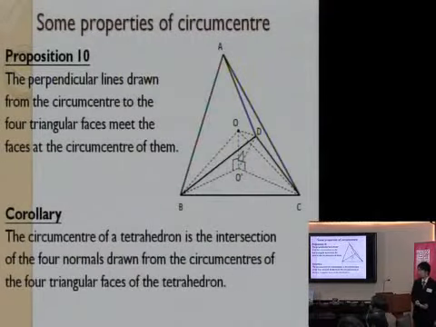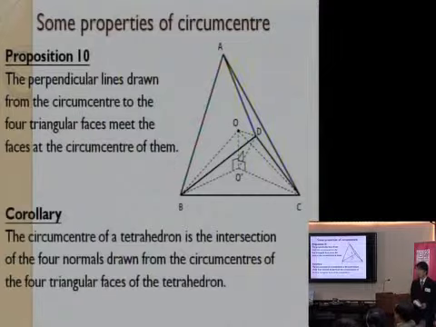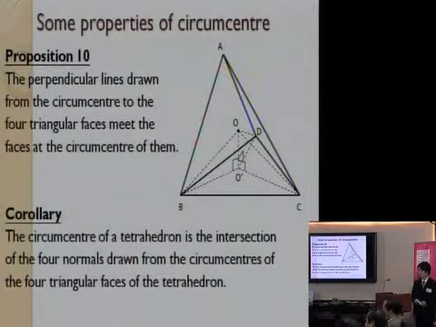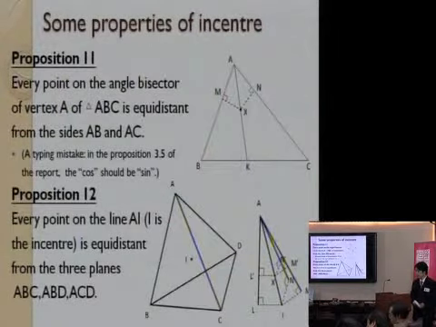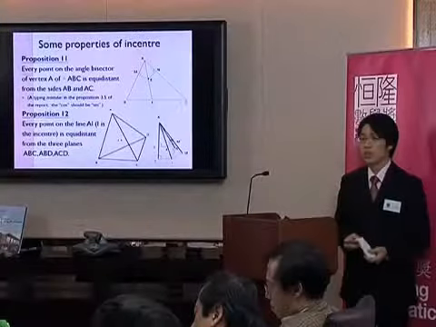Now, we come to some properties of circumcenters. As we know, the circumcenter of a triangle is the intersection of its three perpendicular bisectors. And then we find that there is one similar property for the circumcenter of a tetrahedron, which is that the circumcenter of a tetrahedron is the intersection of its four normals drawn from the circumcenters of the four triangular faces of the tetrahedron.